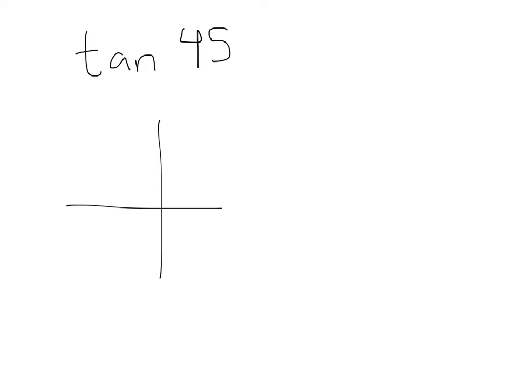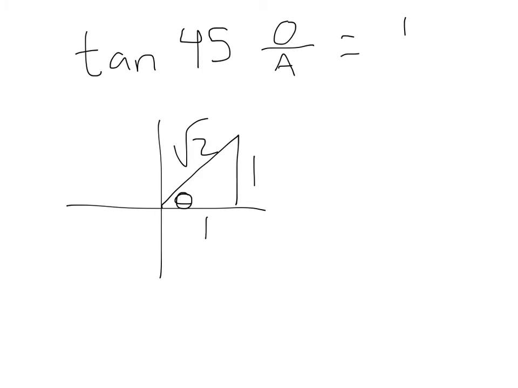Let's try another one. So let's say I want to get the tangent of 45 degrees. So let's draw on our xy coordinate plane. Draw on our 45, 45, 90. So this is my theta. Well, 45, 45, 90 is 1, 1, root 2. Tangent is opposite over adjacent, so I'm going to have 1 over 1, or just 1. Not too bad. Let's try a couple more.